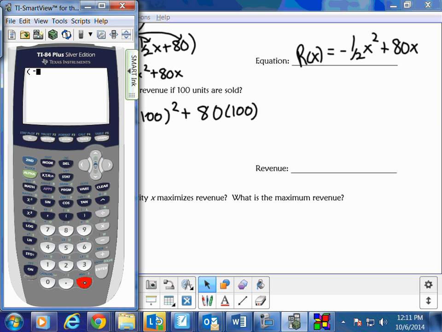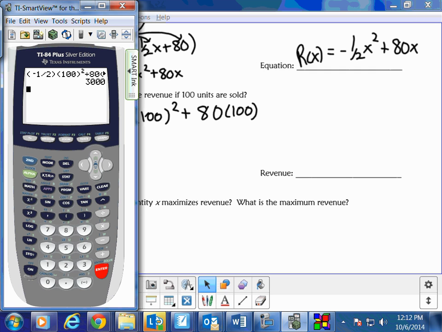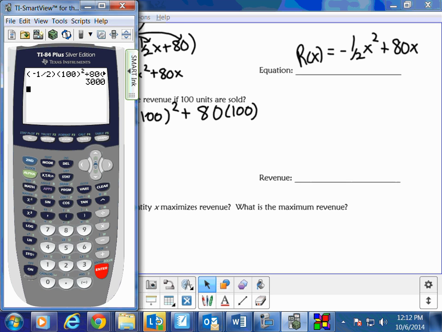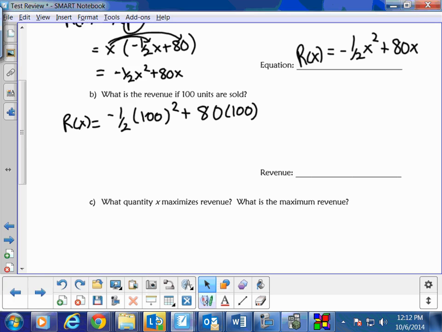I like to use, remember, always use parentheses wherever applicable. Negative 1/2 times 100 squared plus 80 times 100. So there you go, and it gives you 3,000. So my revenue on this one, the answer, should be 3,000. So there's my answer for B.